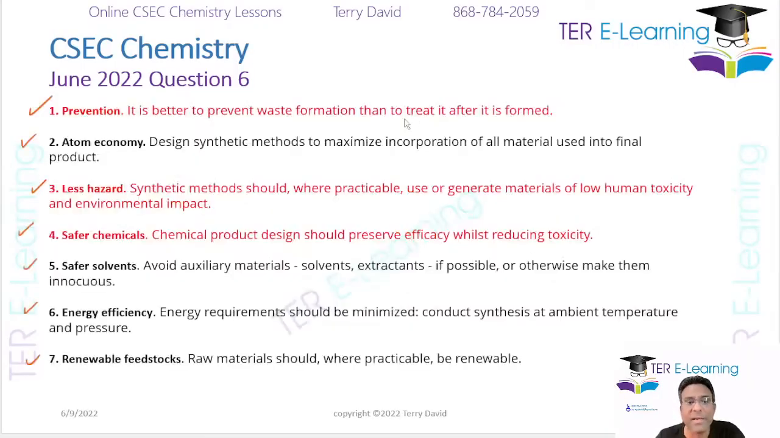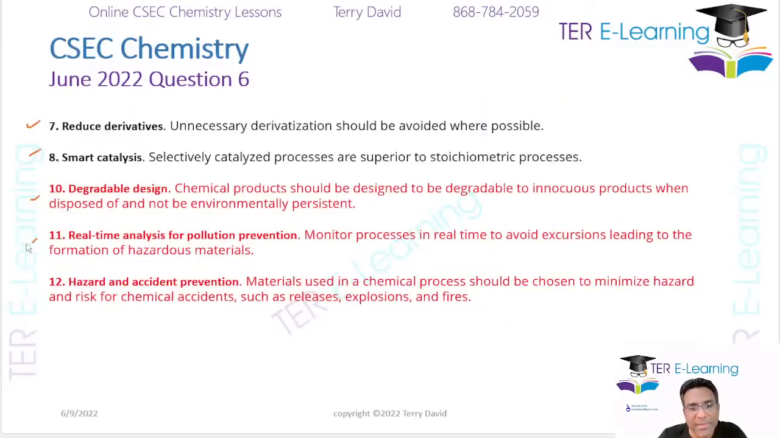So what I've done is that every one that I haven't read is a potential answer for that. In the first one, it is better to prevent waste formation than to treat it after it is formed. So in the process in the chemical plant, you're trying not to produce any waste material. Now, one of them I liked here was the last one, the 11th one, which is real-time analysis for pollution prevention.